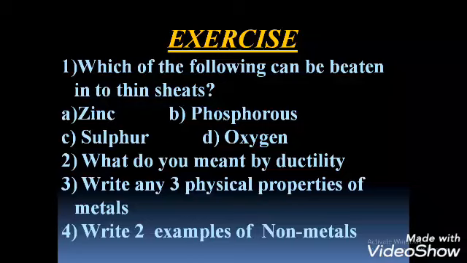First one, which of the following can be beaten into thin sheets? Zinc, phosphorus, sulfur, oxygen. Second one, what do you mean by ductility? Third one, write any three physical properties of metals. Fourth one, write two examples of non-metals.